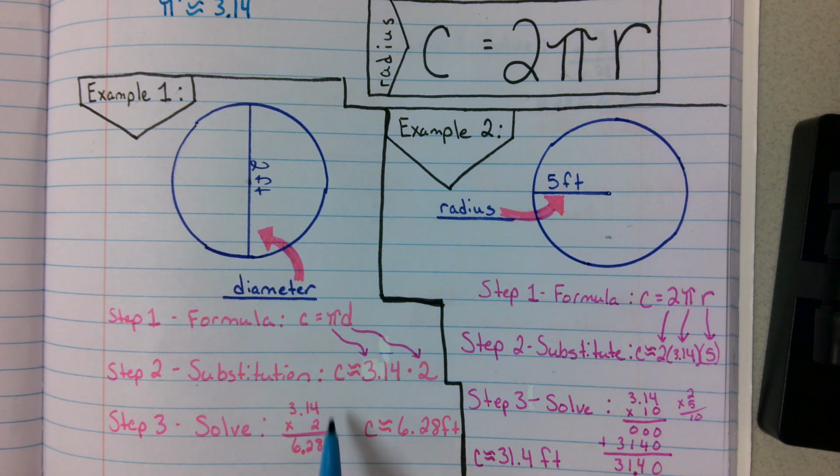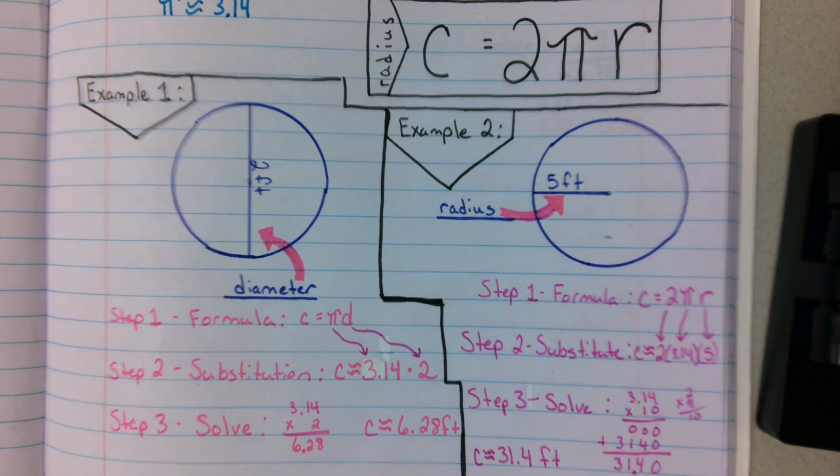And this is something you're going to want to kind of memorize. You should not have to work this out. You're just doubling 3.14, and that's 6.28. That'll be one that you use a lot.